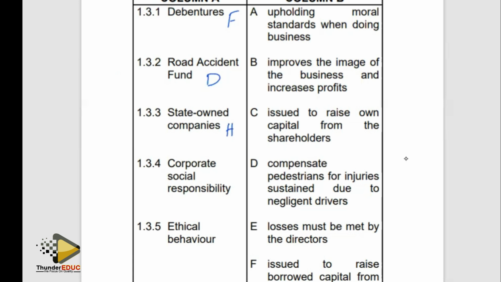Okay, right. So now let's move on to 1.3.4. Corporate social responsibility. In this regard, you are going to check it improves the image of the business and increases profits. So our appropriate answer in this regard is going to be B. So now let's check 1.3.5, ethical behavior. For ethical behavior, we are going to check upholding moral standards when doing business. So in this regard, our appropriate answer is going to be A.